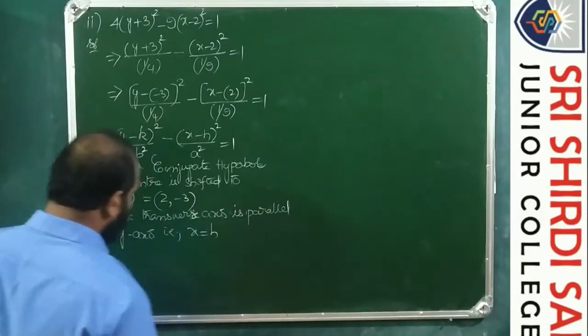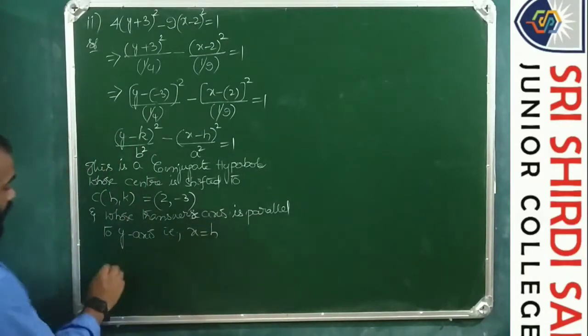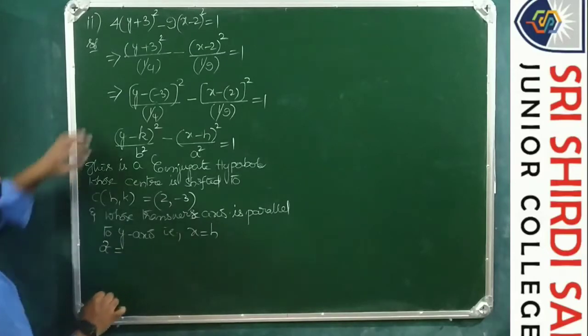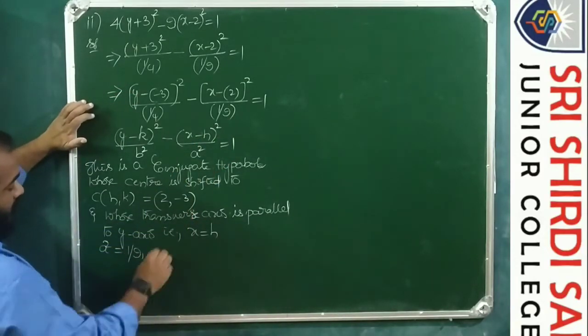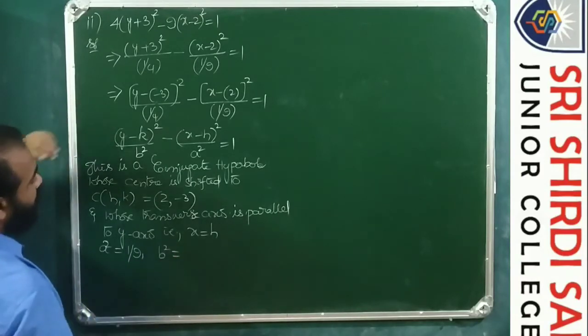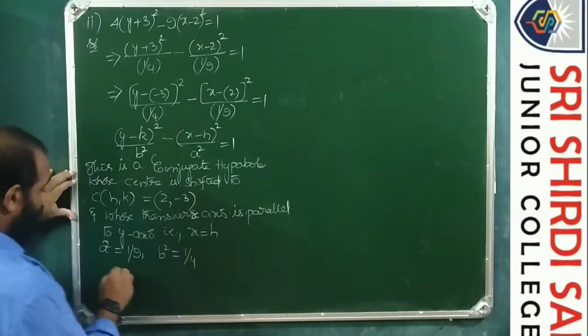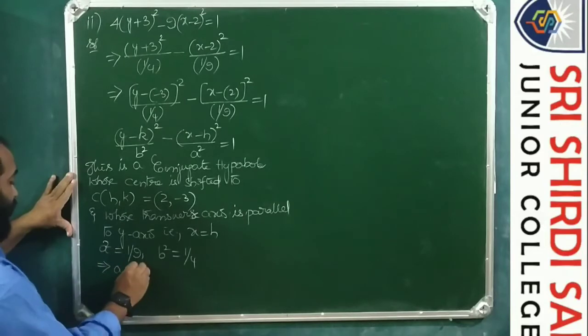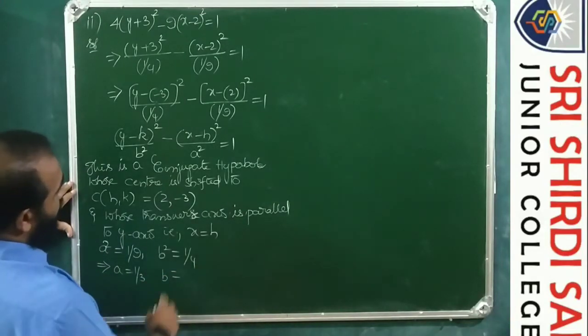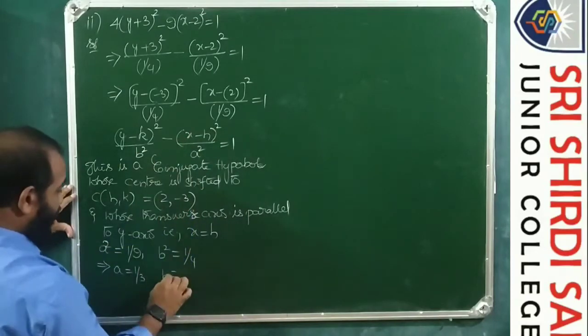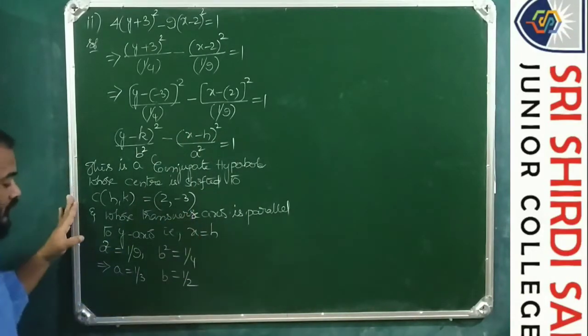So a square is equal to 1 by 9, b square is equal to 1 by 4. So from this, a is equal to 1 by 3, b is equal to 1 by 2.